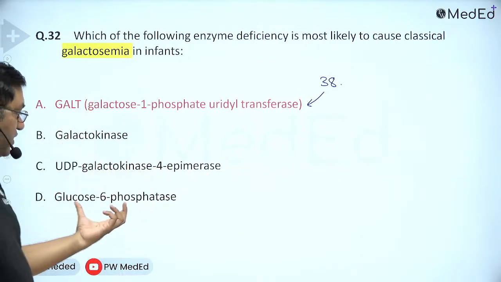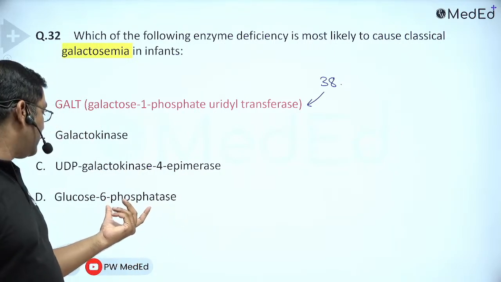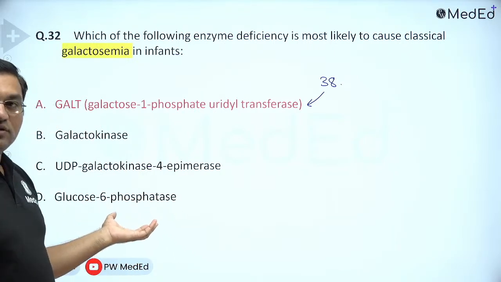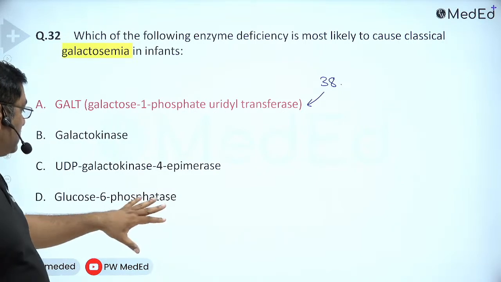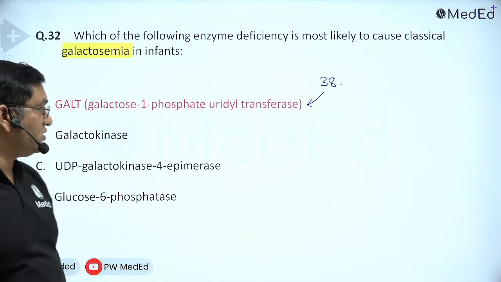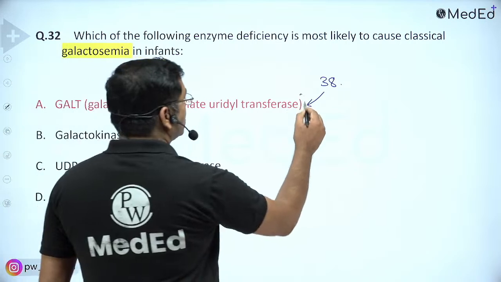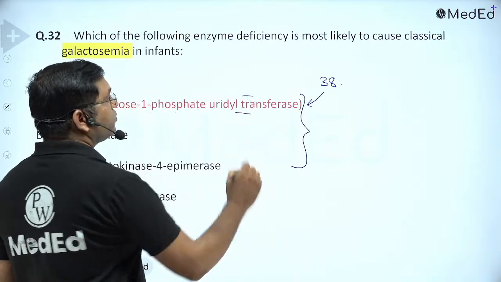This other enzyme is not related to galactose metabolism; it is related to gluconeogenesis and also glycogenolysis. This enzyme is defective in von Gierke's disease. So these are the causes of galactosemia, and this is classical galactosemia.